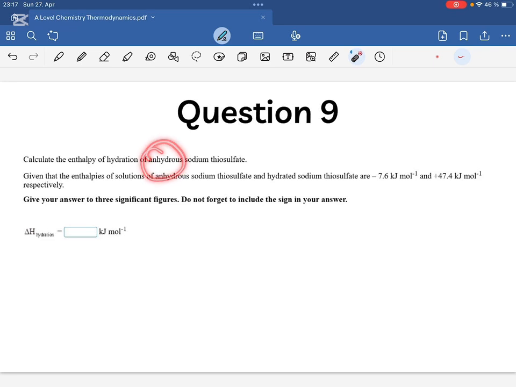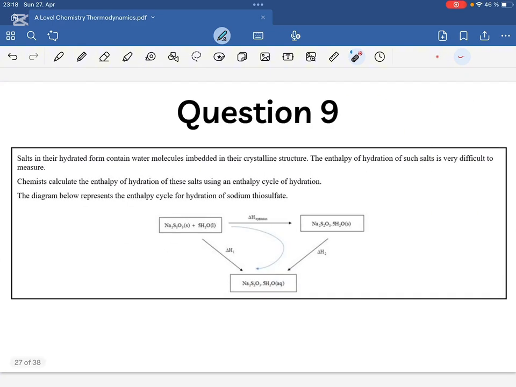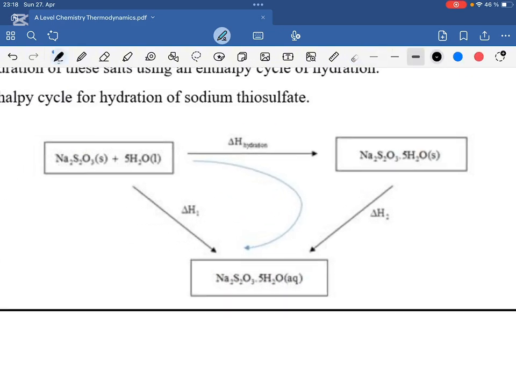Now, anhydrous means that it doesn't contain any water. And we're given the enthalpy of solution of anhydrous sodium thiosulfate and hydrated sodium thiosulfate, and they're minus 7.6 and plus 47.4 respectively, and we need to find delta H hydration. So this diagram is not very clear. Here we have a delta H1, here we have delta H hydration, and here we have delta H2.